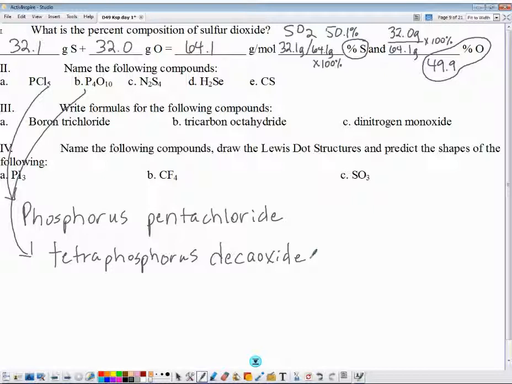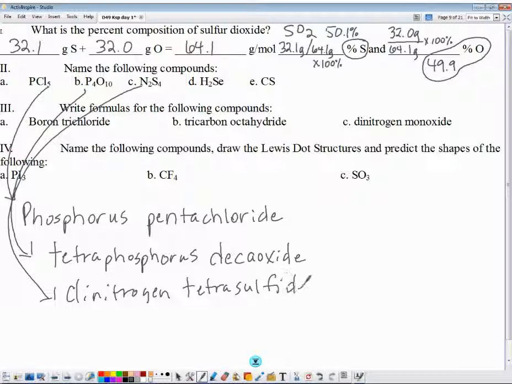All right, so Jaquan, what is the name of N2S4? Dinitrogen tetrasulfide. Dinitrogen tetrasulfide. All right, Natalie, what's the name of CS?